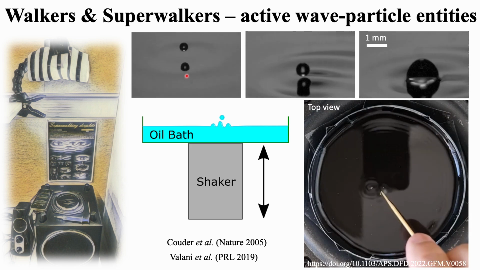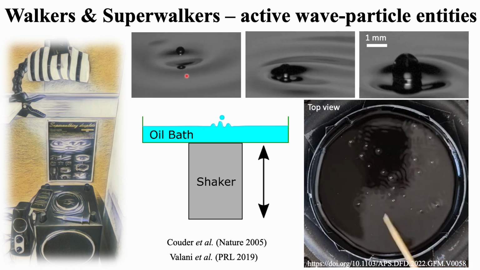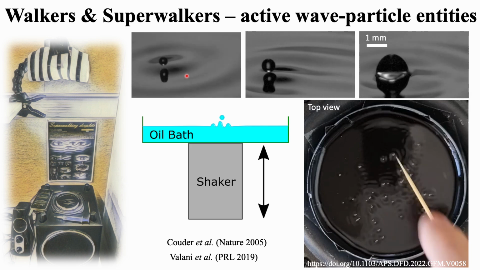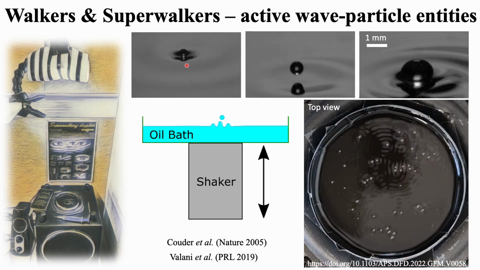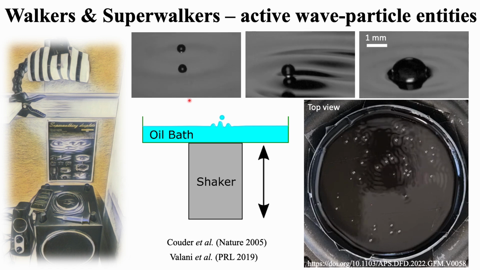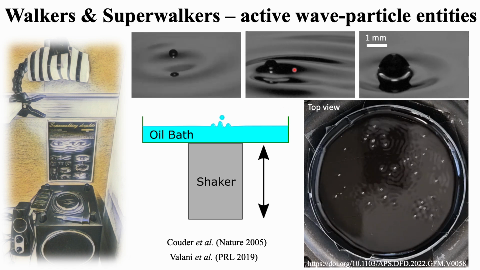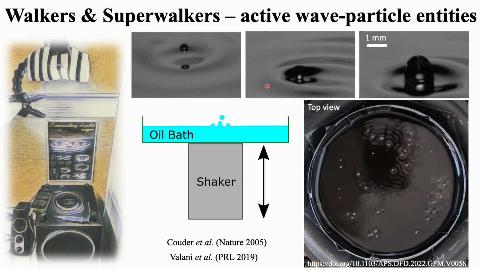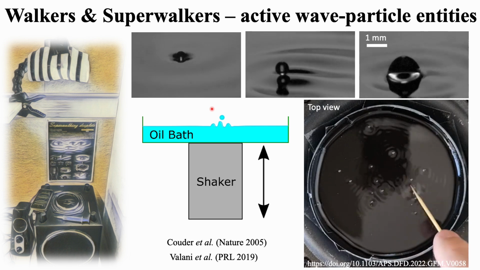localized, damped, standing wave on the liquid surface. The droplet then interacts with these waves on subsequent bounces to propel itself horizontally. The smaller droplet you see here on the left is known as a walker, and it arises at single frequency driving, whereas the bigger droplets you see on the right are known as super walkers, and they arise at two frequency driving. So three key things to note about this system.